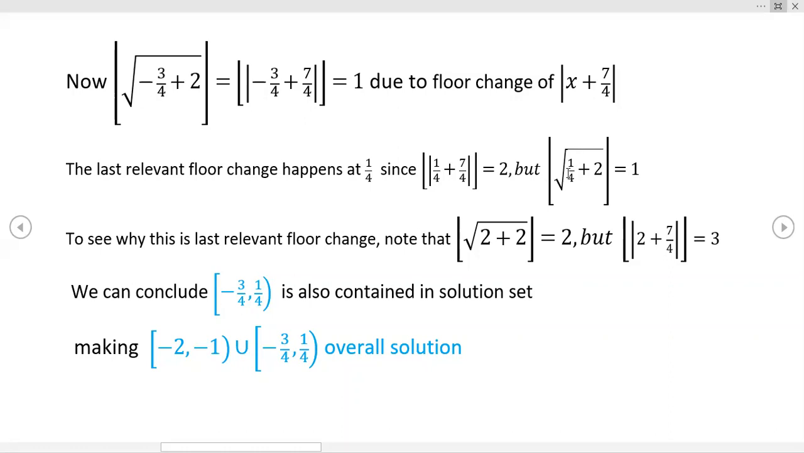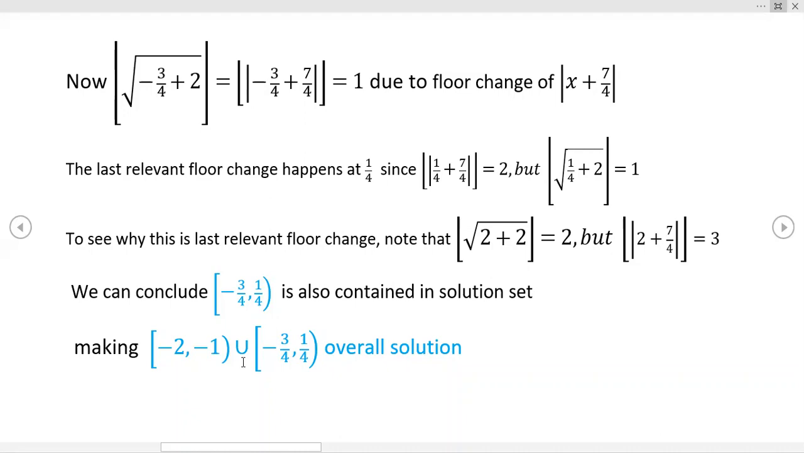Now, again, I was going to leave this as an exercise, but this is the last relevant floor change, because if you take a look at what happens here at 2, the square root function has to go all the way to 2 before it even has a floor of 2. But correspondingly, the absolute value function has a floor of 3 at that same point. So we know we can stop at 1/4. And again, we have to leave 1/4 out because this would be a floor of 2. So they wouldn't agree, because the square root function still is at a floor of 1.